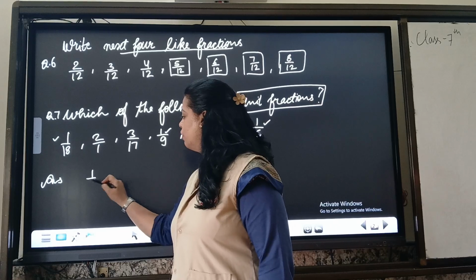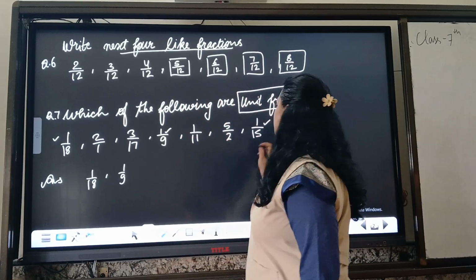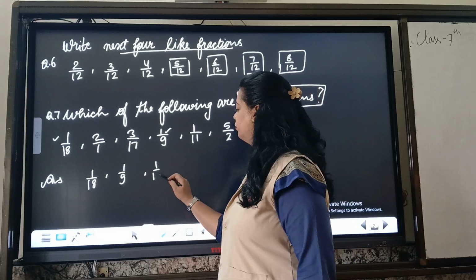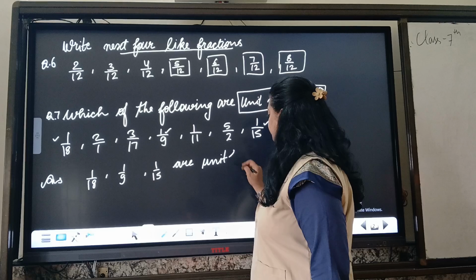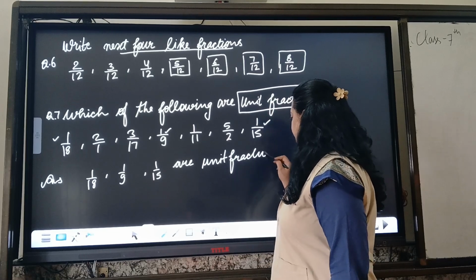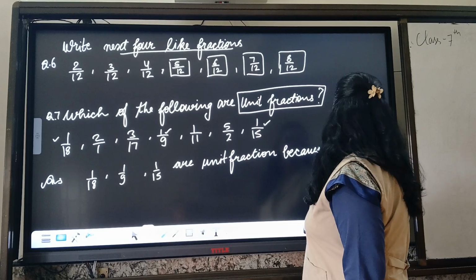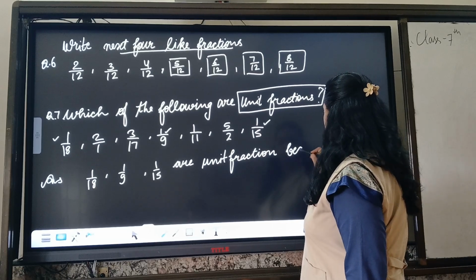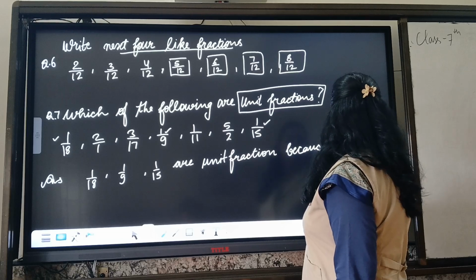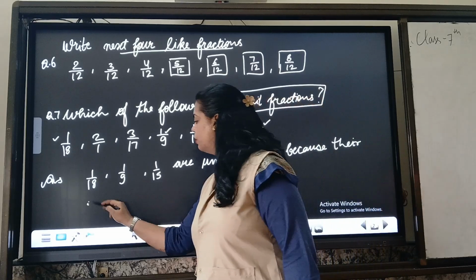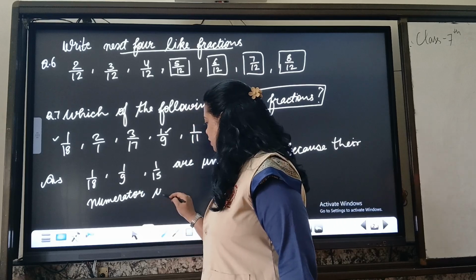So we will write 1 by 18, 1 by 9 and 1 by 15 are unit fractions, because their numerator is 1.